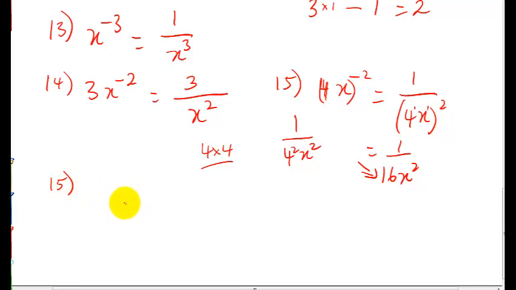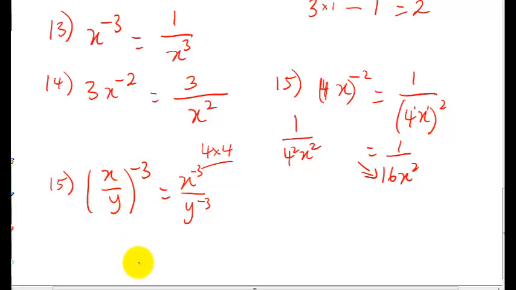Number 15. What if I gave you this? Let's go with x over y to the power of negative 3. Well, when I expand that, that gives me x to the negative 3 over y to the power of negative 3. Everything's attached, so the y also goes to the power of negative 3. You get that? It's negative on the top, so it's positive on the bottom. It's negative on the bottom, so it's positive on the top.